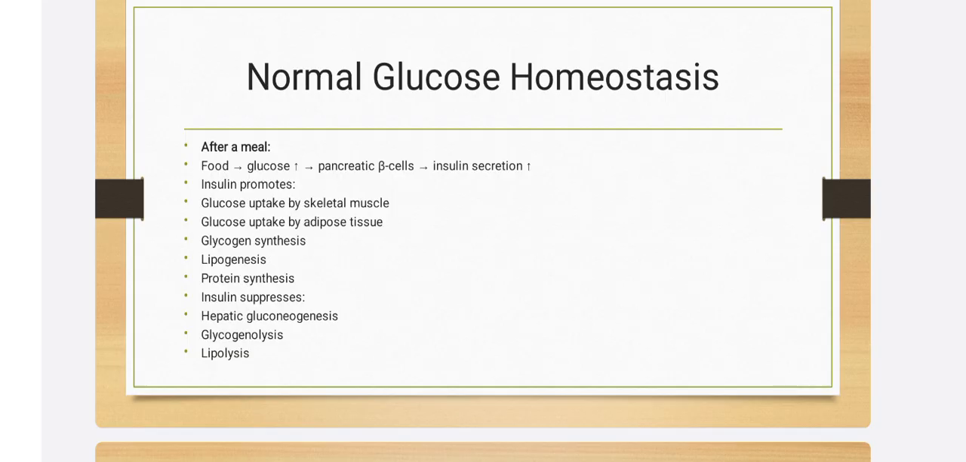At the same time, insulin suppresses processes such as gluconeogenesis, glycogen breakdown, and lipolysis. The overall effect is a reduction in blood glucose toward the normal range.